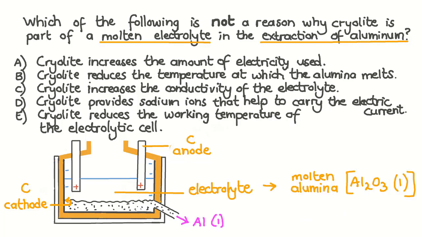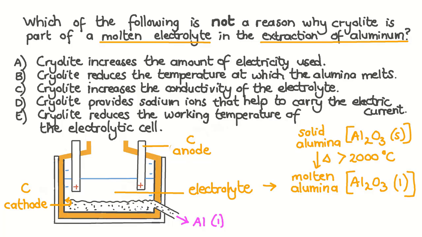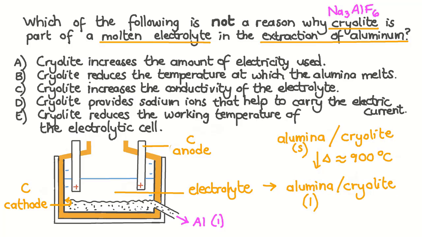If the electrolyte was only composed of molten alumina, in other words liquid aluminum oxide, then solid alumina would need to be heated to its melting point, which is over 2000 degrees Celsius. This requires a lot of energy. So instead, cryolite, which is a sodium aluminum fluoride compound, is mixed with solid alumina. Cryolite has a lower melting point than aluminum oxide and acts as a solvent to create an electrolyte mixture of molten cryolite and alumina.